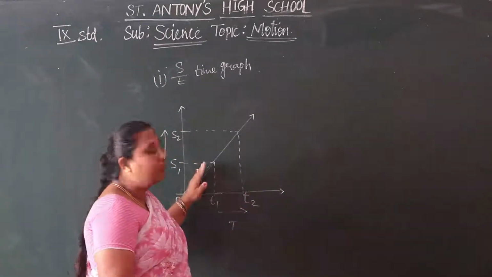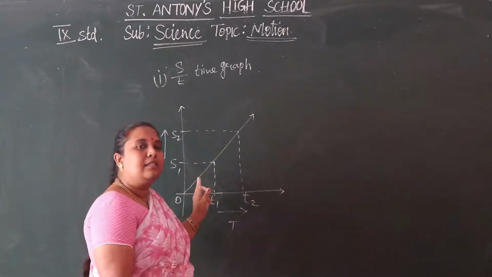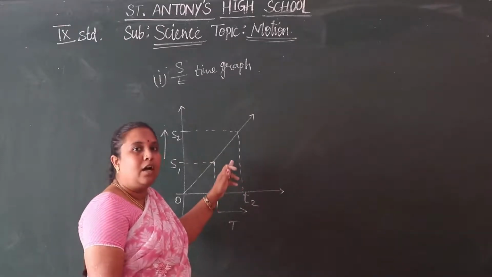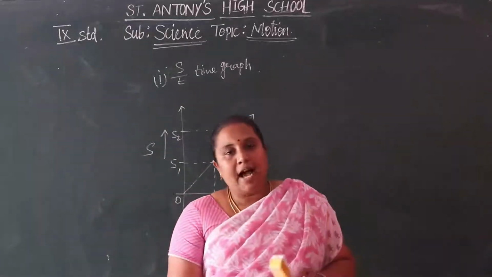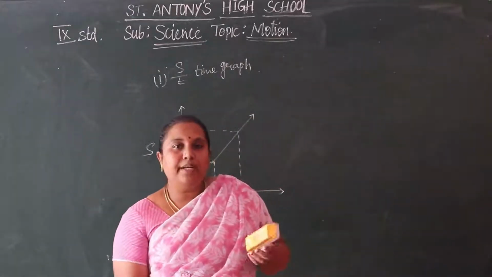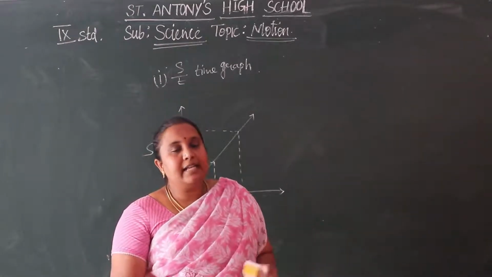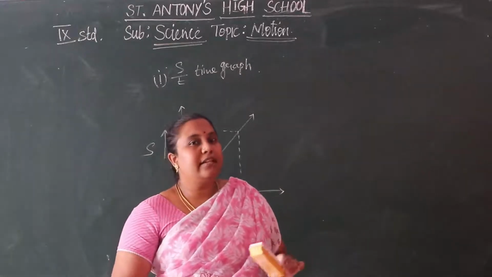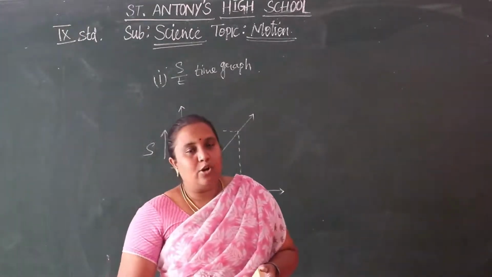So this is for uniform motion, where there is zero acceleration. If there is non-uniform motion, there is acceleration. An increase in the curve indicates accelerated non-uniform motion, and a decrease in the curve indicates decelerated non-uniform motion. Deceleration means the acceleration is negative.